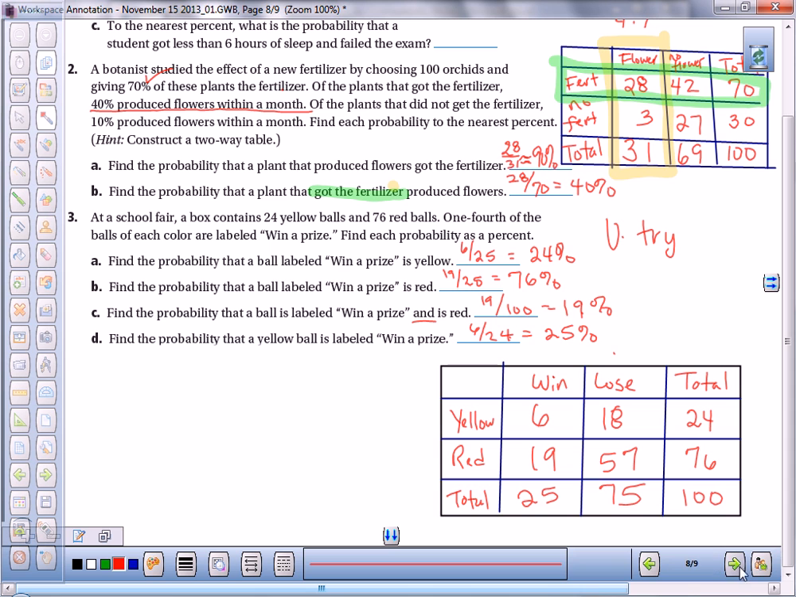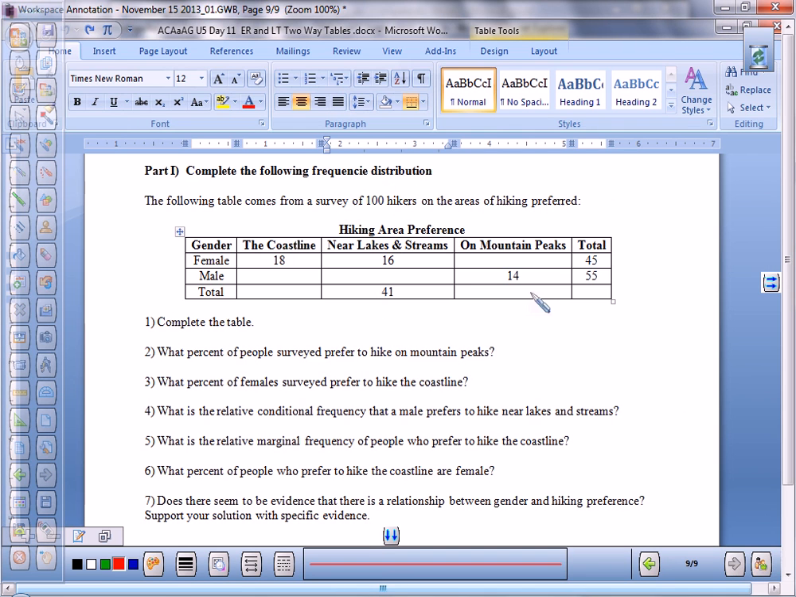Okay. Now, this is a Willoughby made up one. The following table comes from a survey of 100 hikers on the areas of hiking preferred. So, the coastline, near lakes and streams, on mountain peaks, and it is divided up by gender, male and female. But do you see we're missing some things? Yes, we are. Okay, who can tell me where they'd like to start? Well, 100 is the total. Matt is correct. That's a good place to start. 100 is the total. Okay, where do we go now?